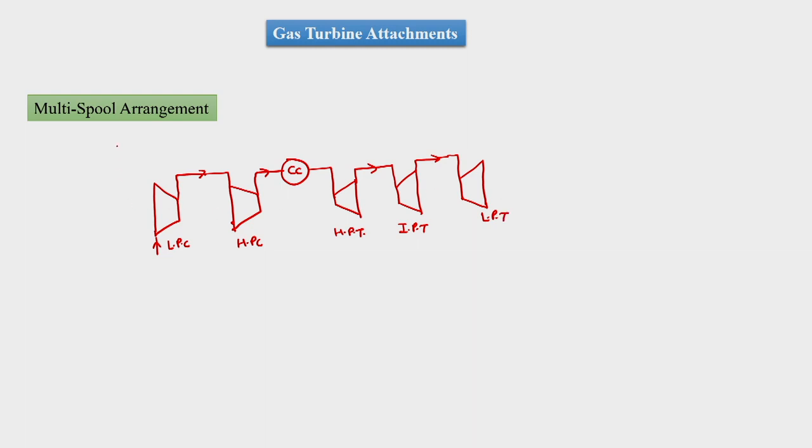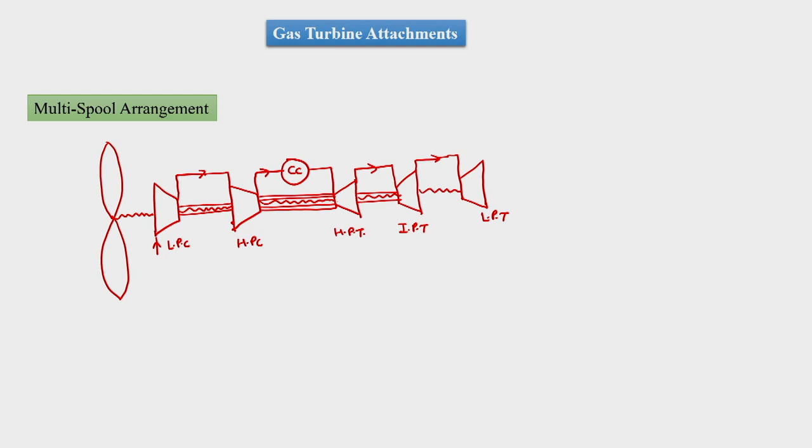Here, as depicted, we would have a propeller, and then this propeller would be run by the lowest pressure turbine, which is LPT, and then we have the low pressure compressor, which will be run by the intermediate turbine, and then we have the high pressure compressor, which will be run by the high pressure turbine.